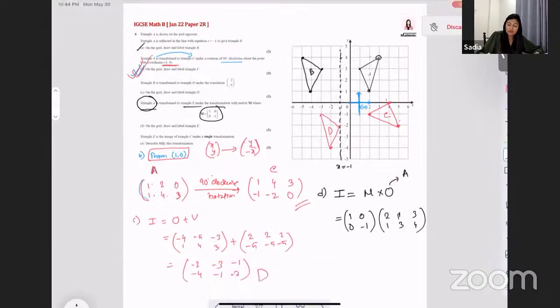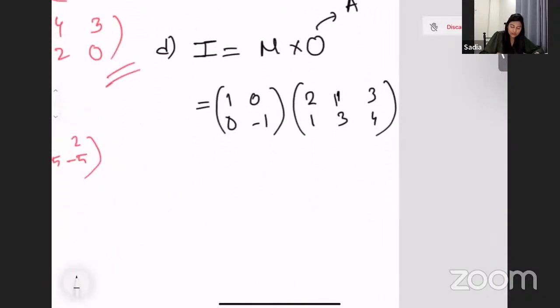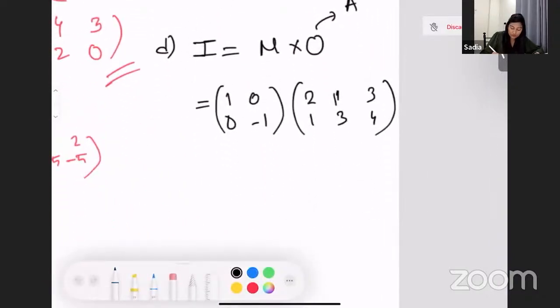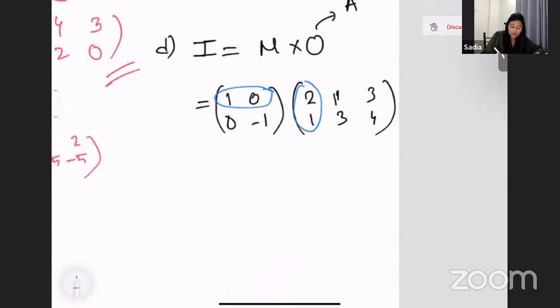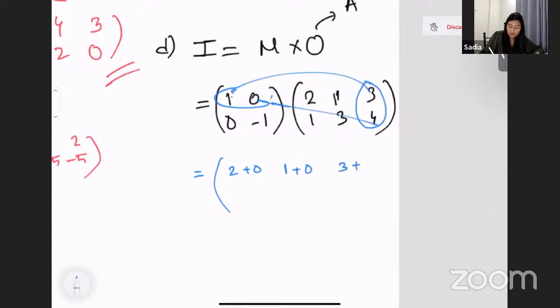Then you can just multiply this matrix by selecting the rows and columns, right? I guess you already know this: first row, first column, and inside this you need to just multiply them. 1 into 2, 2, 1, 0 into 1, 0. Then for the second column, it's 1, 1, 0, 3. So 1 into 1, 0 into 3. Then for the third one, 1 into 3, 0 into 4. So I'm done with the first row.